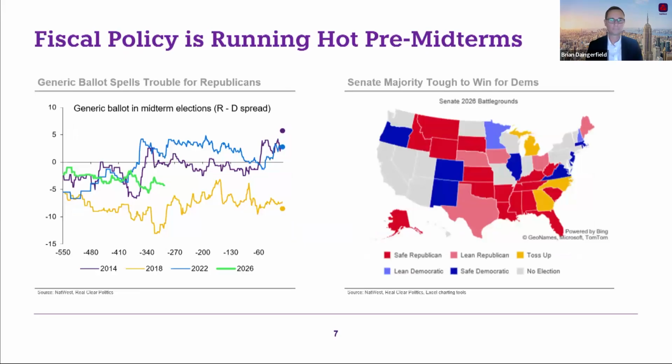So I mentioned fiscal policy in the US running hot. You may have seen the president is putting a lot of different proposals on the table to try and run on affordability, trying to get people to feel that prices are coming down, the cost of homes is coming down, mortgage rates coming down.